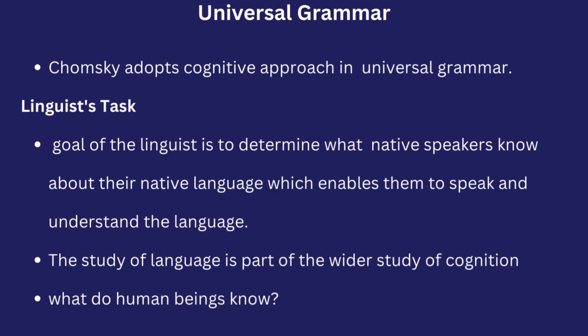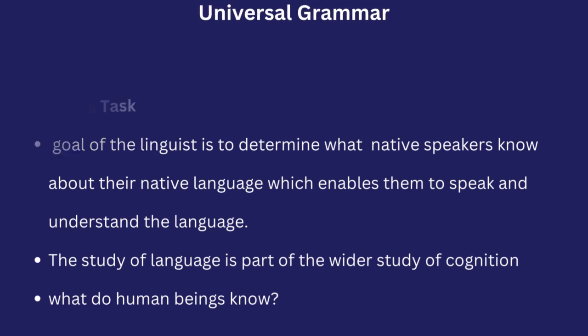So Chomsky adopts a cognitive approach in universal grammar, and the task of the linguist according to universal grammar is nothing except to determine what knowledge native speakers have in their minds about their native language, which enables them to speak and understand it. What knowledge do they have in their minds? And next, the study of language is part of the wider study of cognition, and what human beings know about language is the important question that universal grammar tries to discover. The task of the linguist is to get the answers to all these questions.